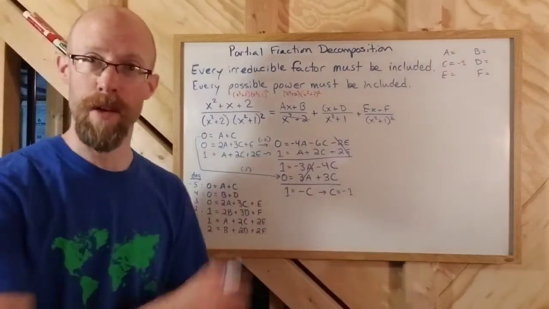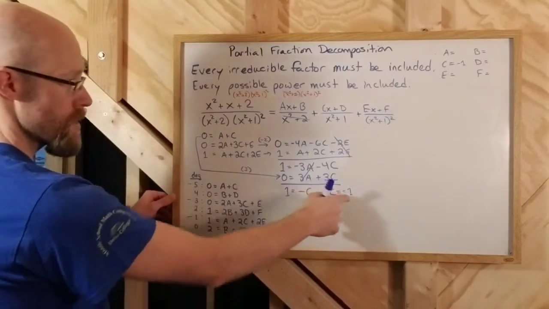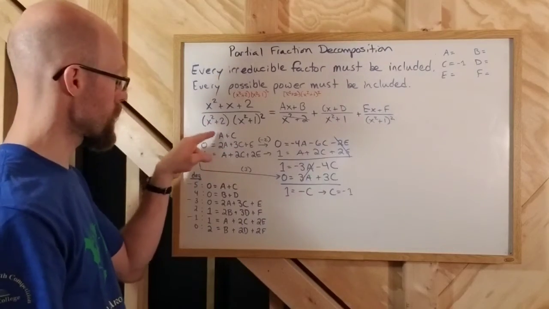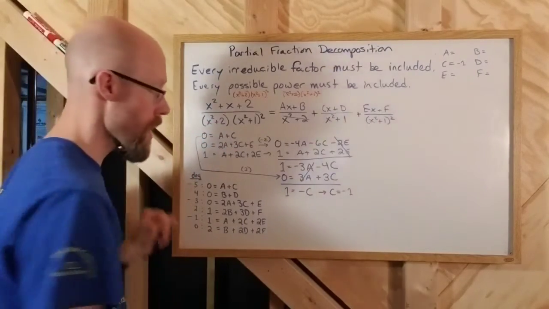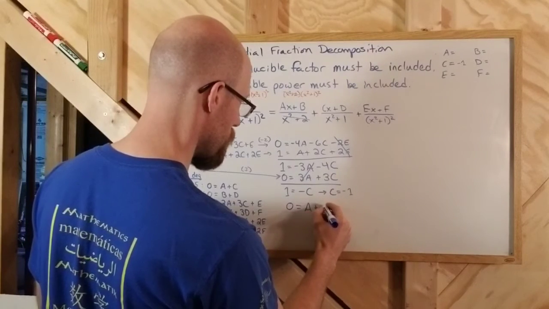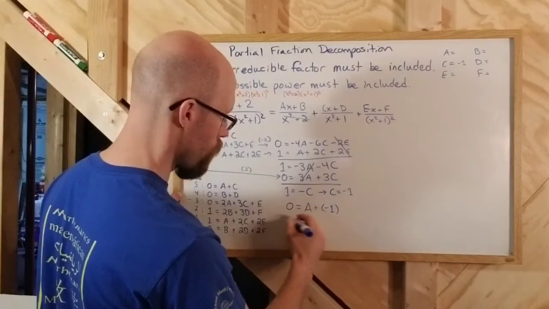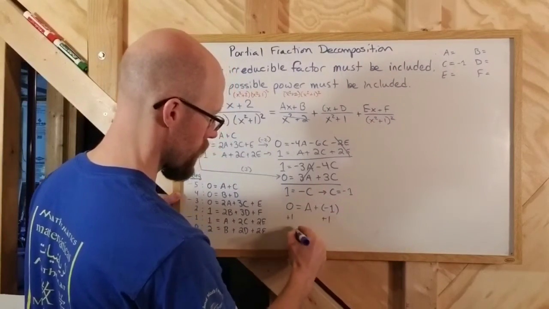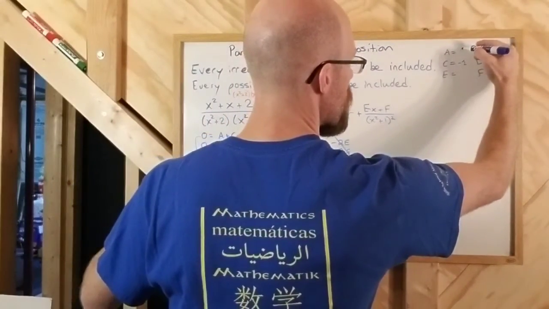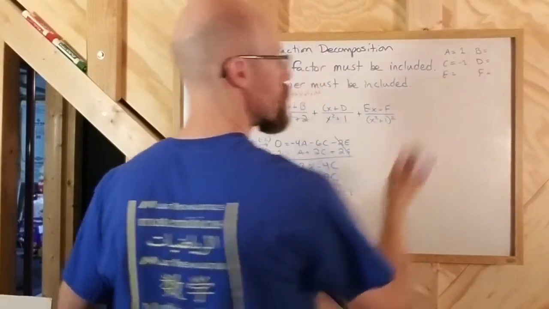But I've got limited space, so I'm going to be erasing as I go. C is -1. Now, if C is -1, I can put that back into any of the 3 equations, but I like the top one because I can immediately solve for A. So I go 0 equals A plus -1, right? It's the C value. And of course I add the 1 to both sides, and that gives me an A value of 1. So I know that C is -1, and A is equal to 1.